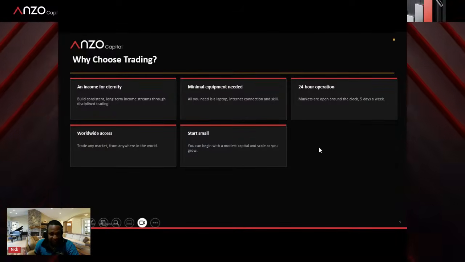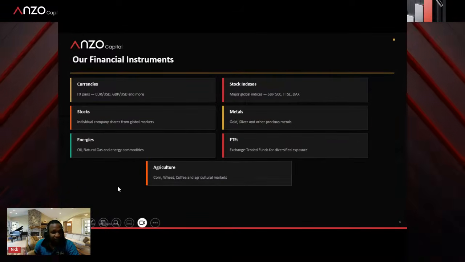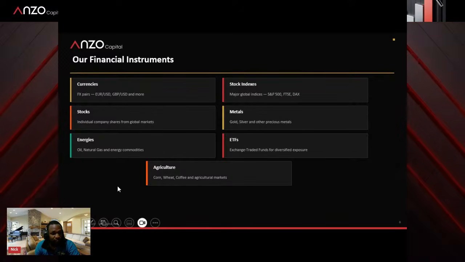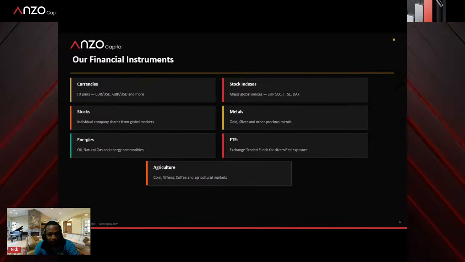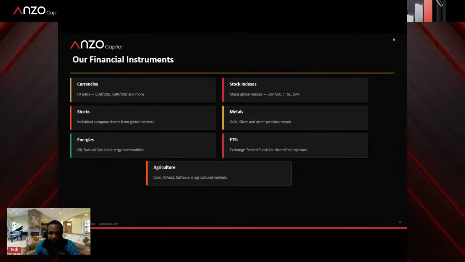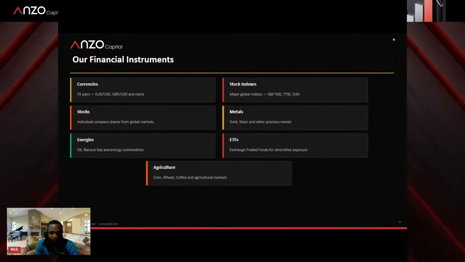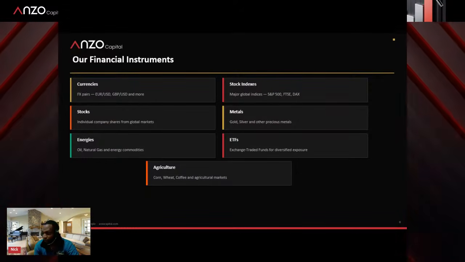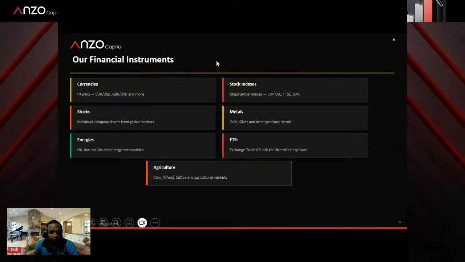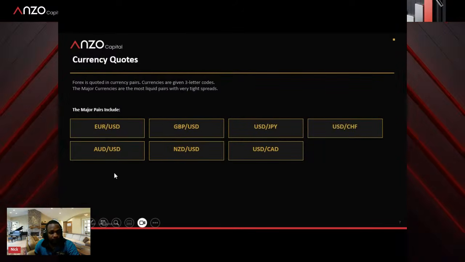All right. Our financial instruments: we have currencies, stocks, energies, stock indexes, metals, and ETFs available on our platform. Of course, you can access them through the portal once you open an account.